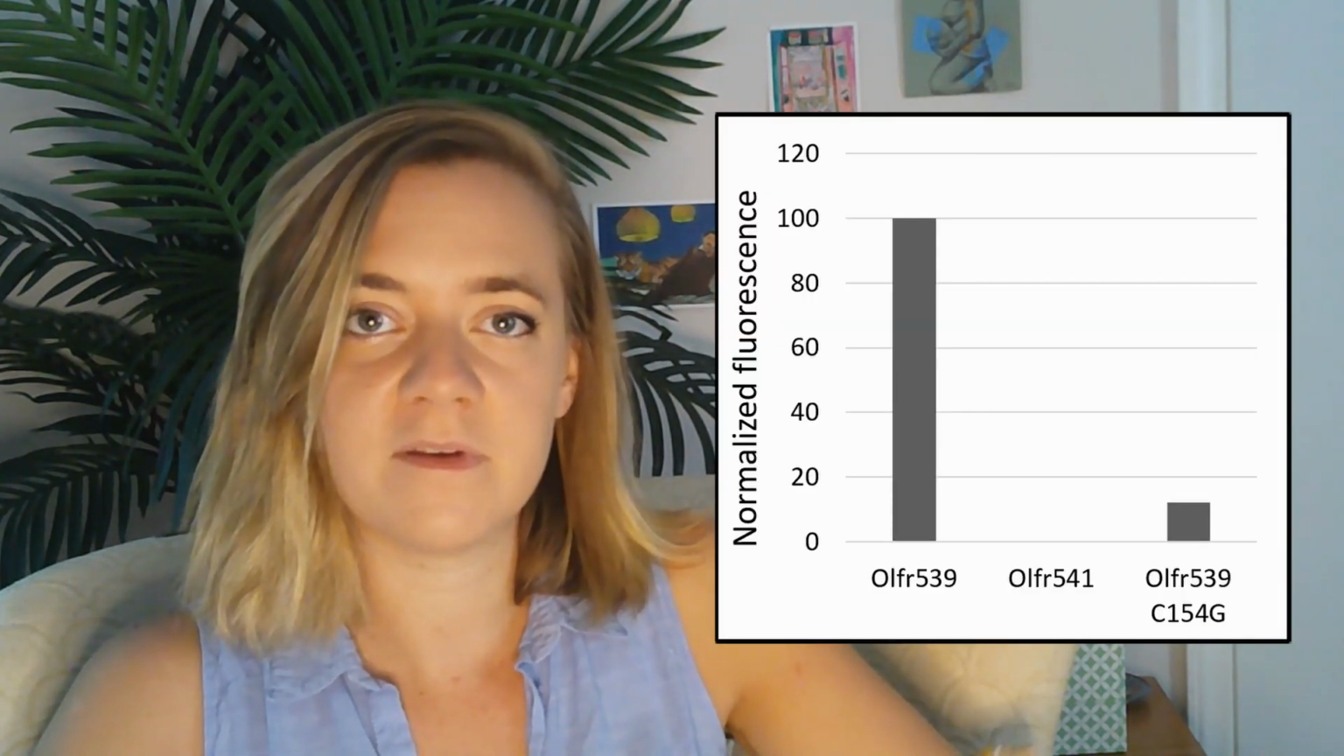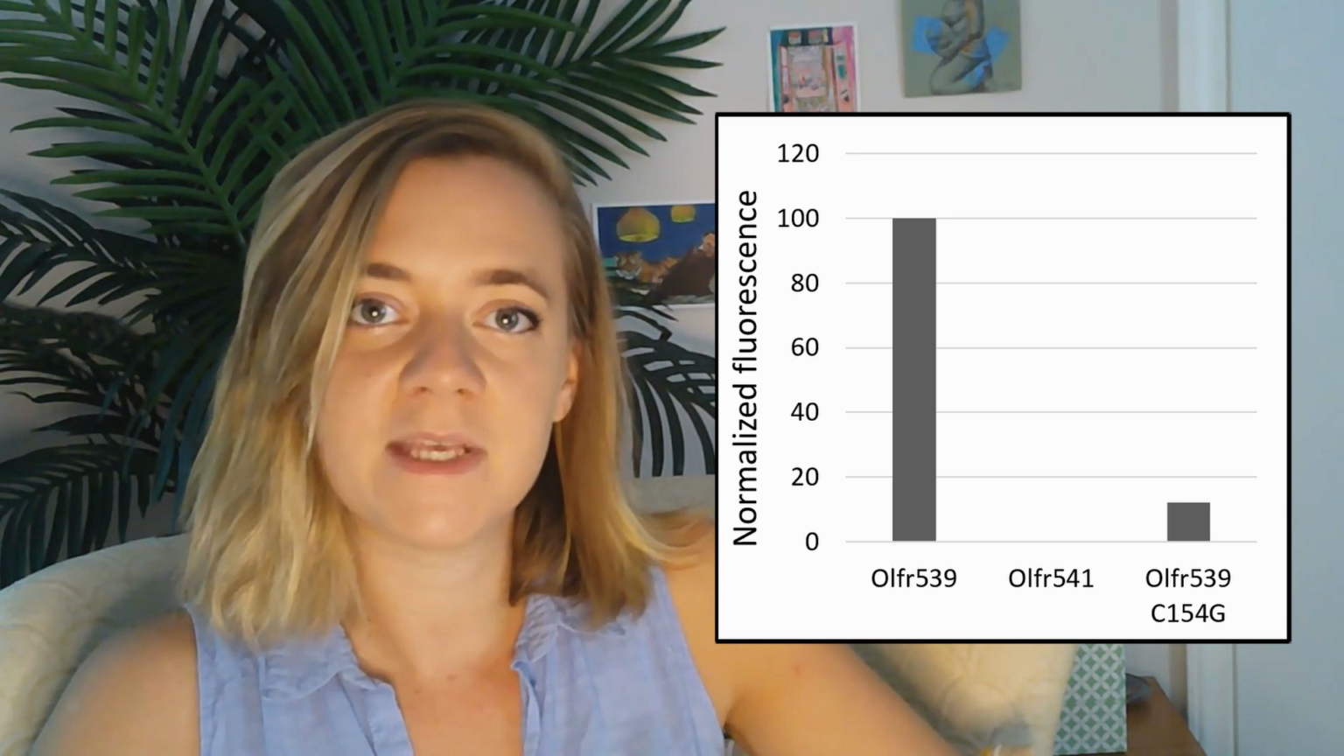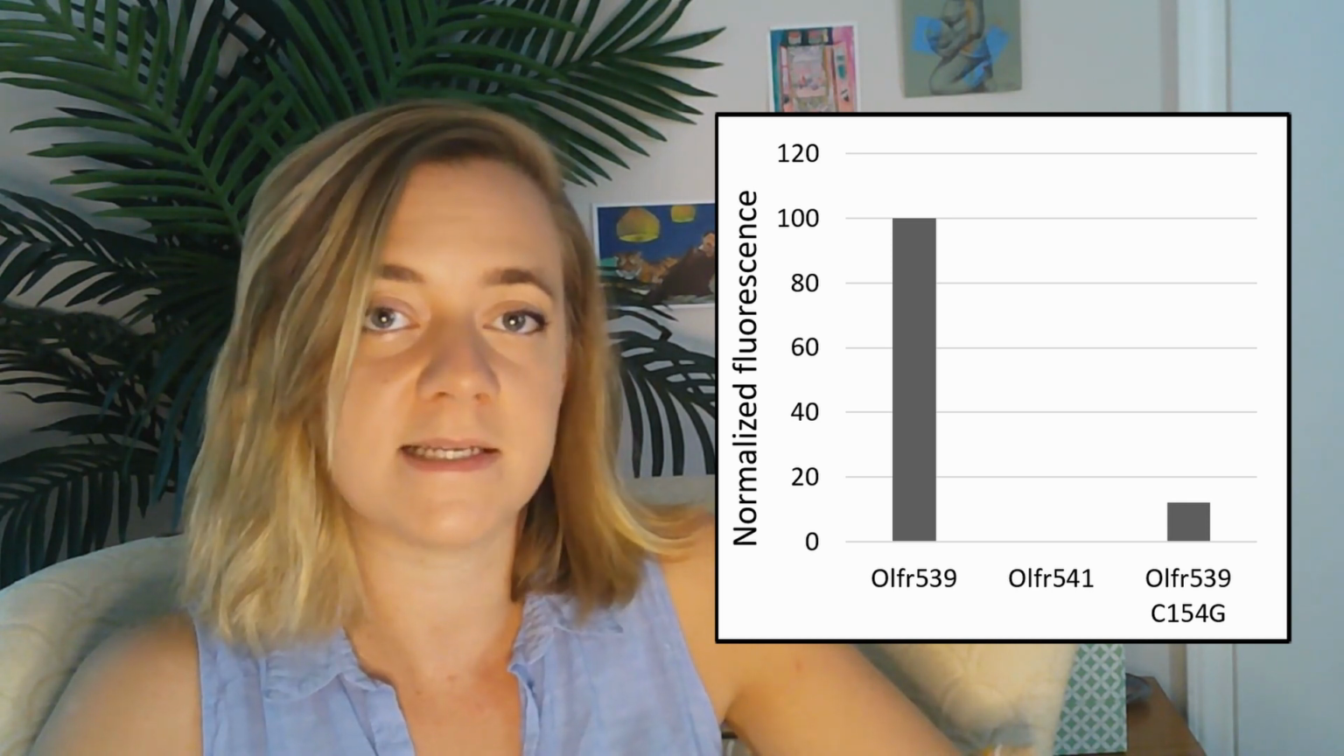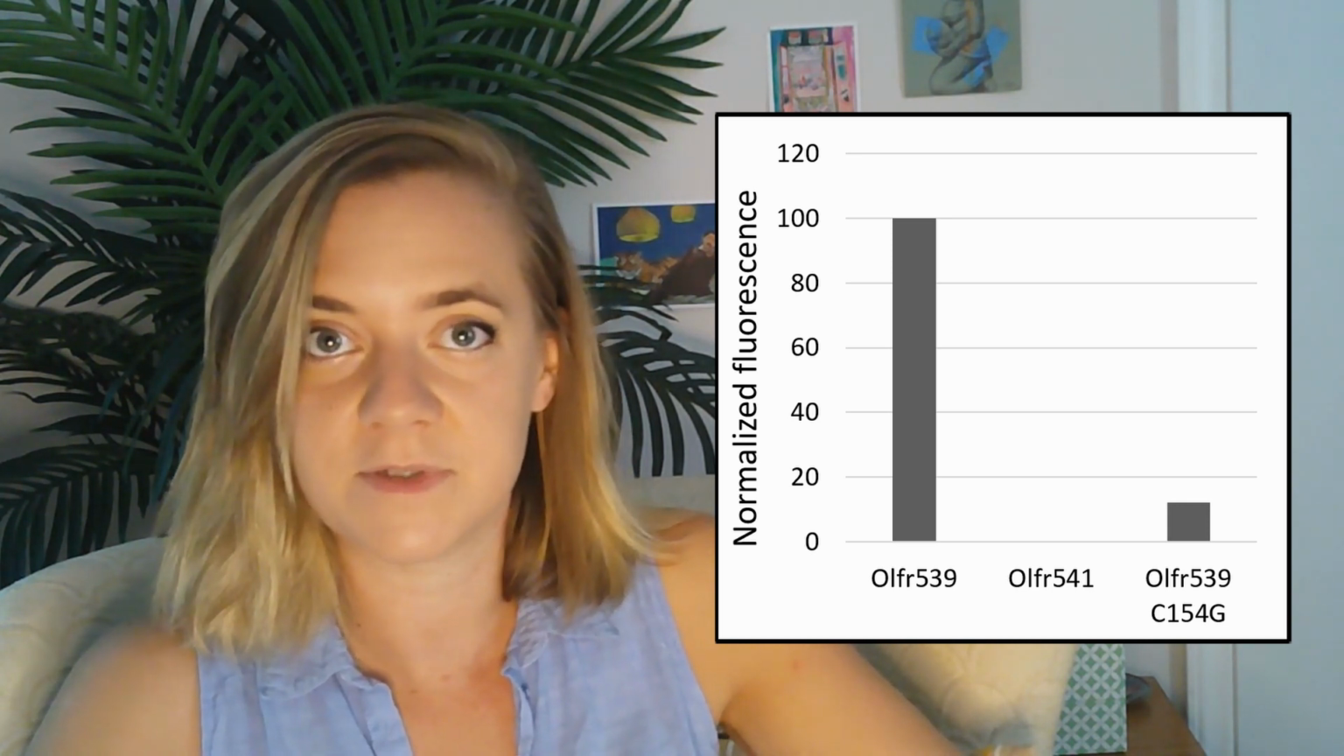The second clue is that stability seems to be the key for the olfactory receptor to be expressed at the surface of the cell without the help of any chaperones. We now come back to the example of OLFR 539. And we found that one single mutation at the position 154 is able to decrease dramatically the cell surface expression of this receptor. So we were very intrigued by this single mutation, which is able to totally kill the cell surface expression of this receptor.